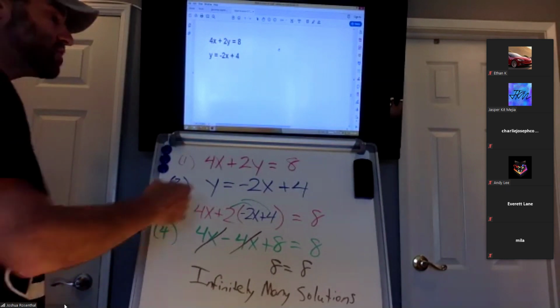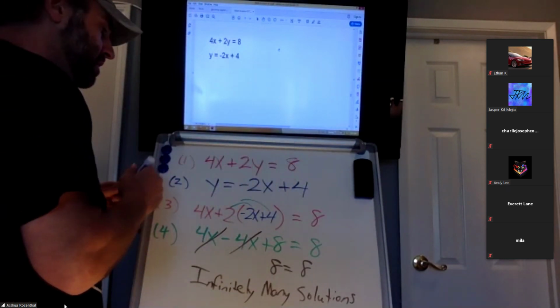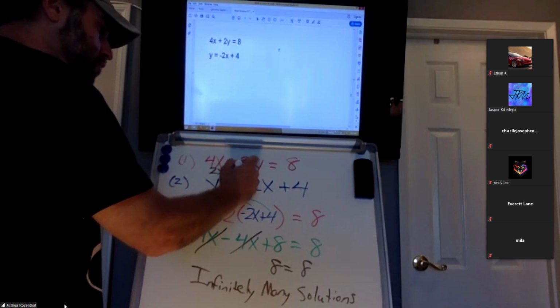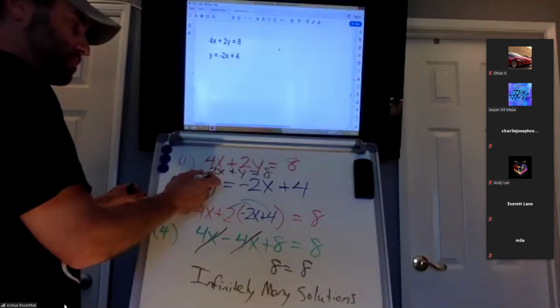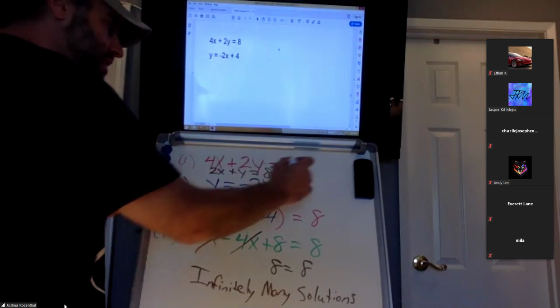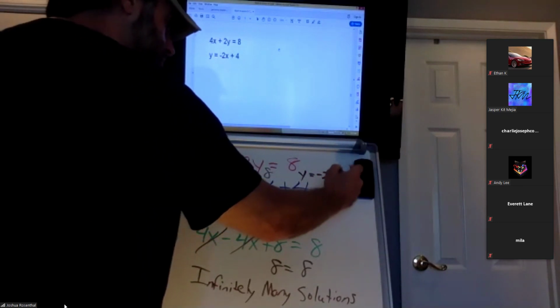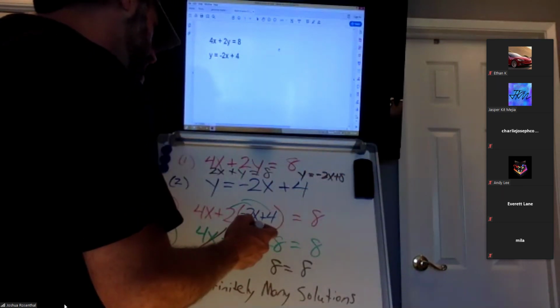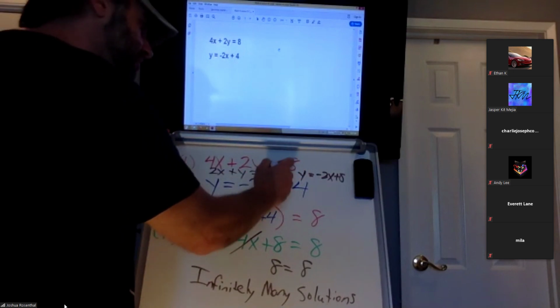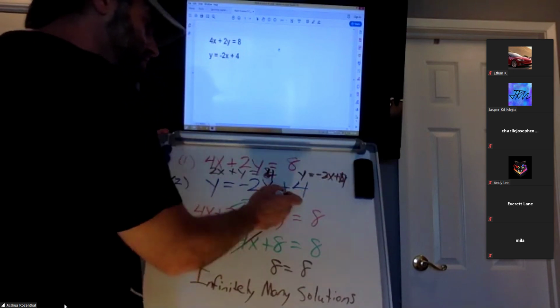All right. So if you divided everything by 2 here, you would get 2x plus y equals 8. You would subtract 2x on both sides, and you'd get y equals negative 2x plus 8. Oh, I didn't divide that by 2. That would have been 4. 2x plus 4, which is the same as the blue.